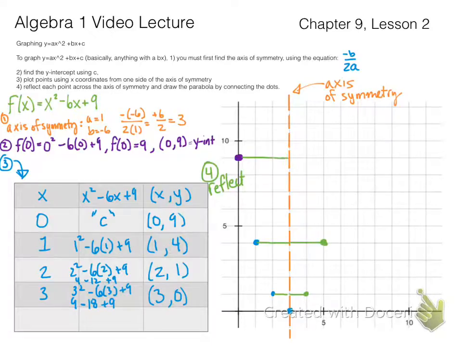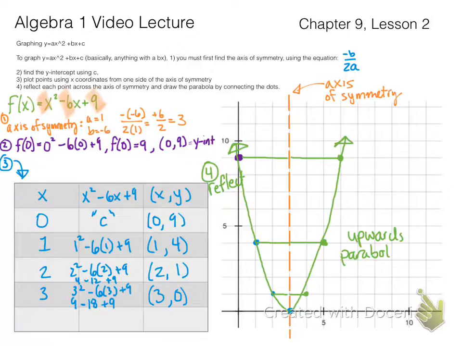There we go. And then I'm going to connect the dots. All right. And again, I know this is an upward facing parabola because I have a positive x squared term. I know that the y-intercept is 9 because of c, and because of what I know about the axis of symmetry, I can figure out where the lowest or highest point of my parabola is. There you go. All right, moving on. And so it's an upward parabola.